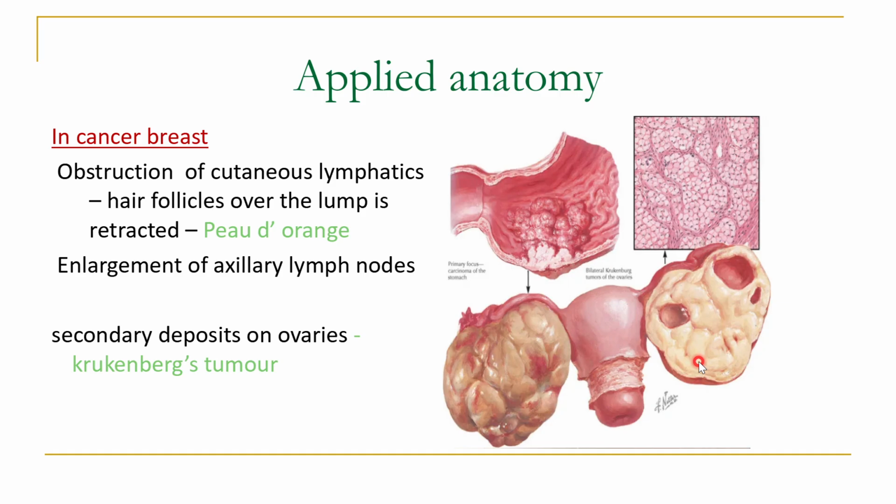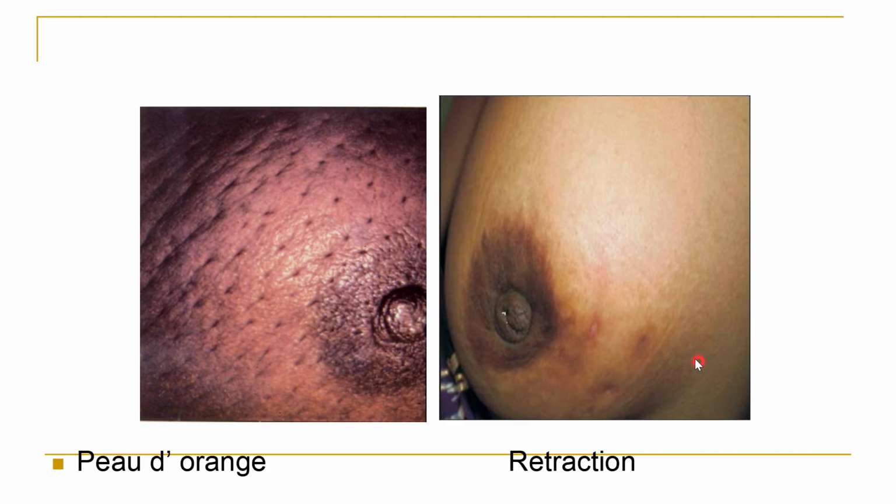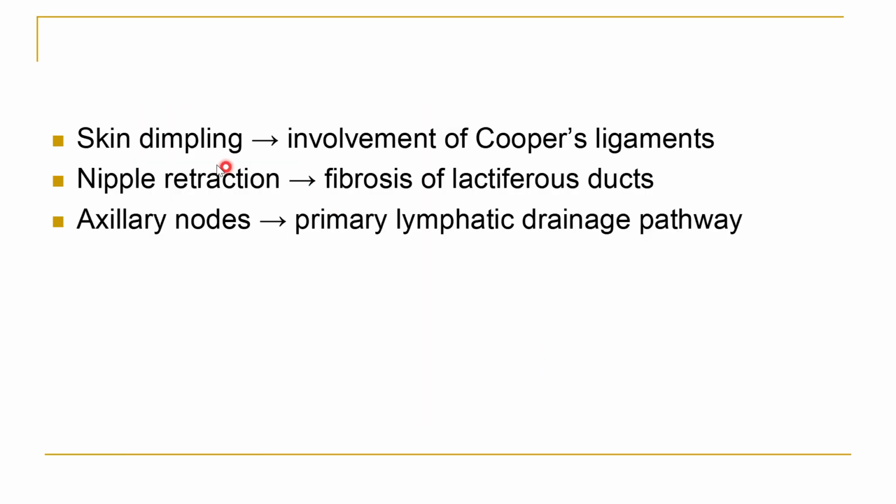So this is the applied anatomy which you have to know regarding the cancer of the mammary gland. So this is the peau d'orange, and here you can see the retraction of the nipple. Skin dimpling is because of the involvement of Cooper's ligament. Nipple retraction is because of the fibrosis of the lactiferous duct, and axillary lymph nodes are enlarged because they are the primary lymphatic drainage pathway.